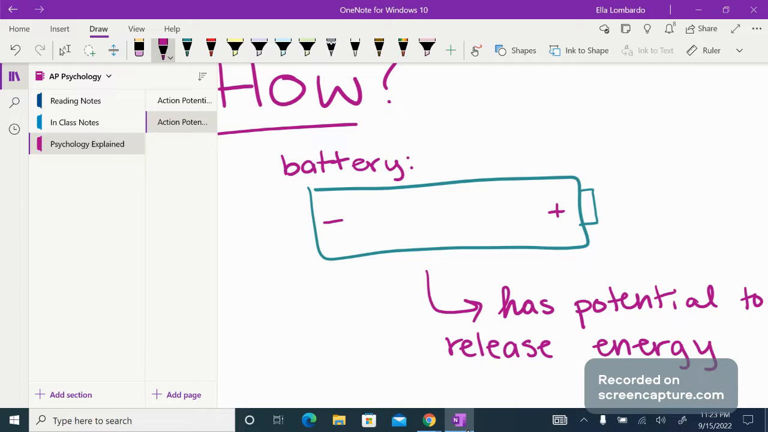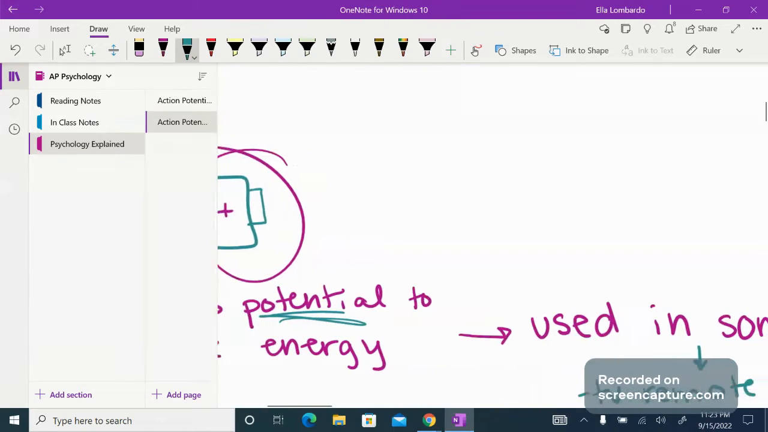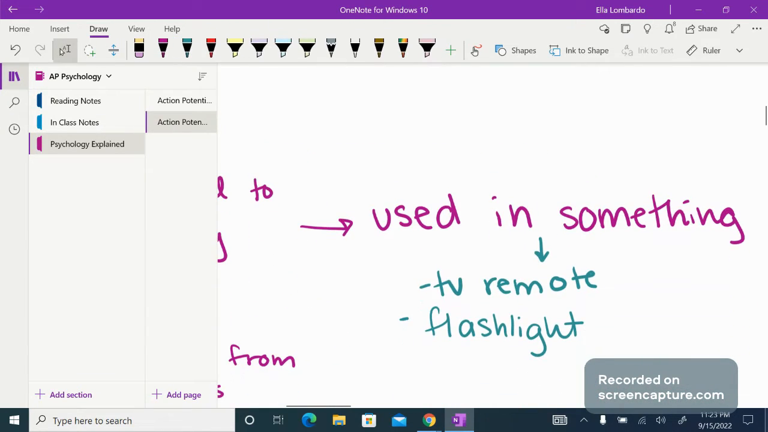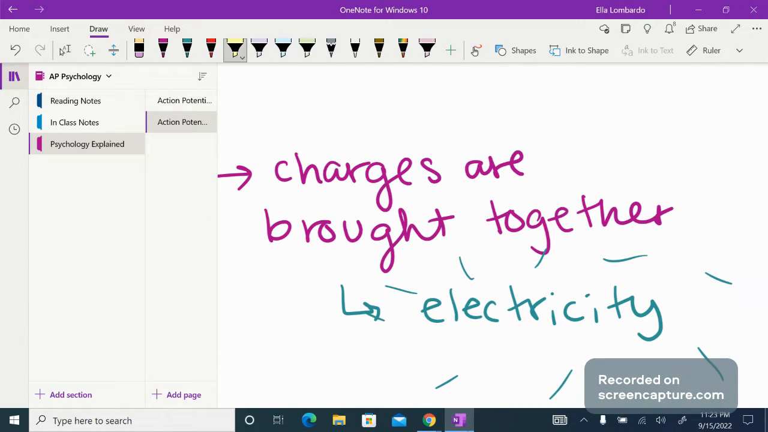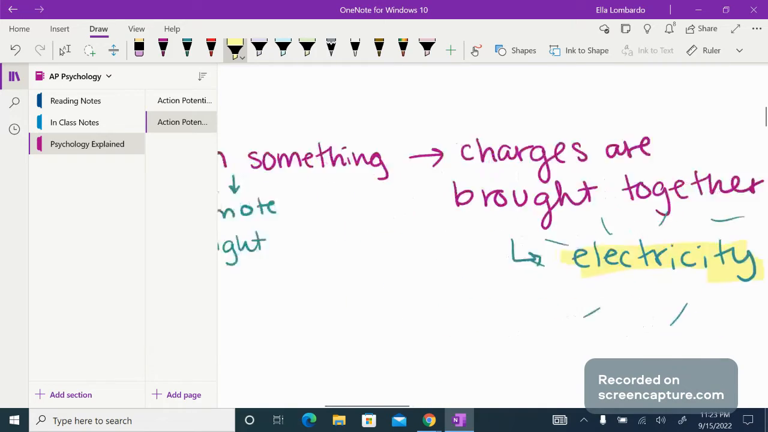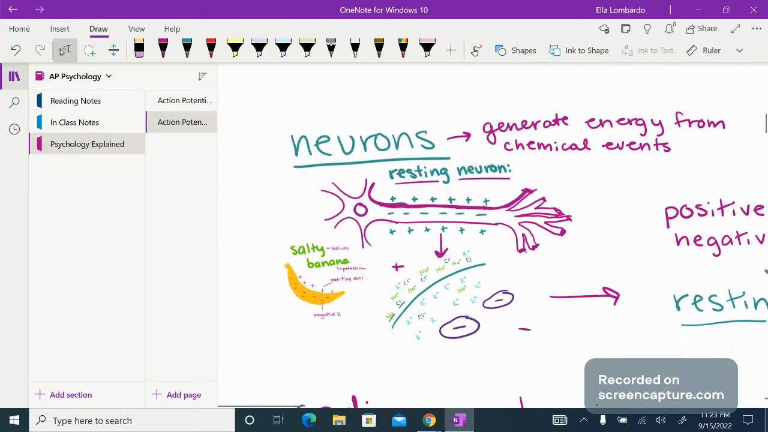So batteries, as we all know, have a positive side and a negative side. They have the potential to release energy, but they don't really do so unless they're used in something, like a TV remote, a flashlight, whatever you're using a battery for. And when these charges are brought together, they create electricity. Yay! So now that we've covered batteries, now let's look at neurons.